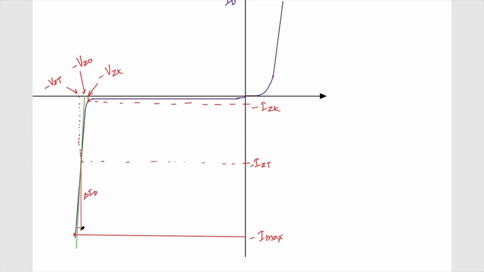over delta VD. We know that delta ID over delta VD is the inverse of the resistance, 1 by RZ. So the slope of this line, this green line, or the slope at this point, is given by 1 by RZ. So let's again draw this approximated straight line.